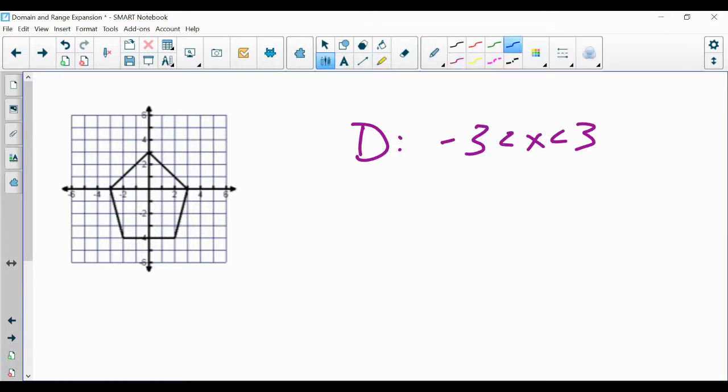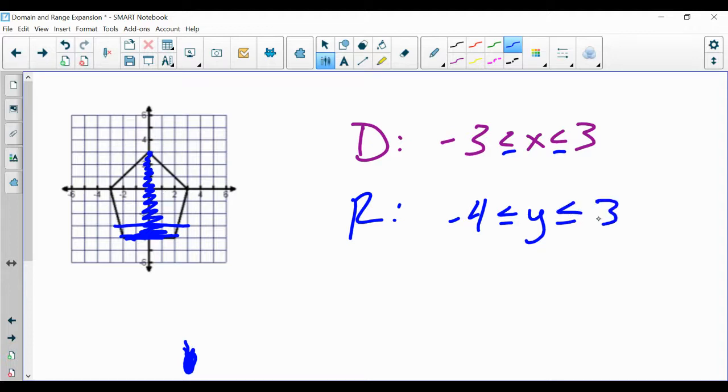What about the range? Remember, range would be the y values, and I like to start at -infinity. This graph never achieves -infinity, right? Never achieves anything until it starts existing at -4, and it exists everywhere between -4 and 3. This graph exists at -4, exists at -3, and everywhere in between, but stops existing at +3.